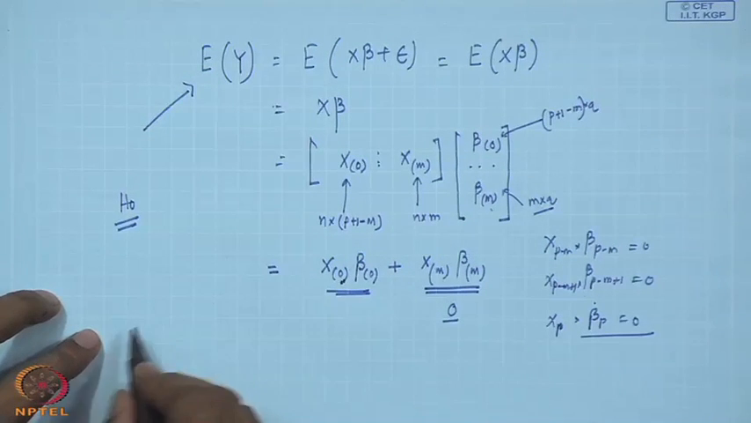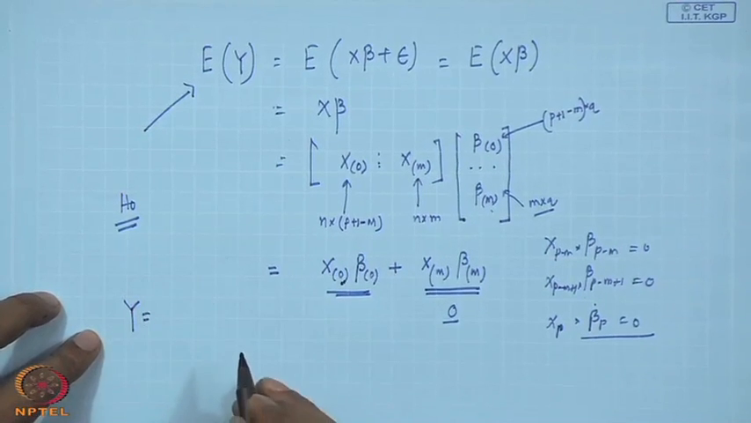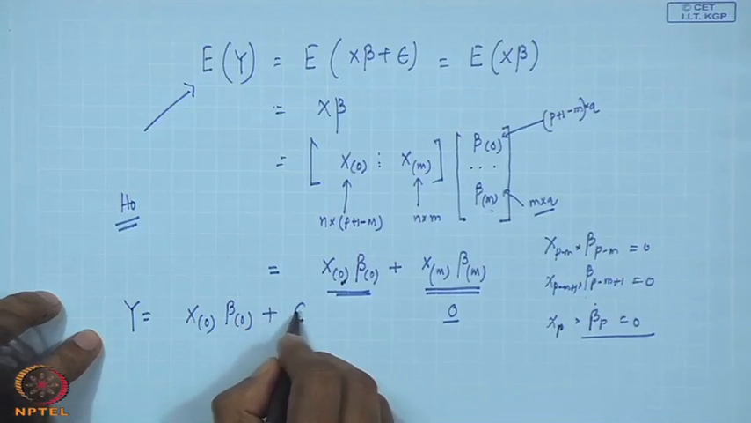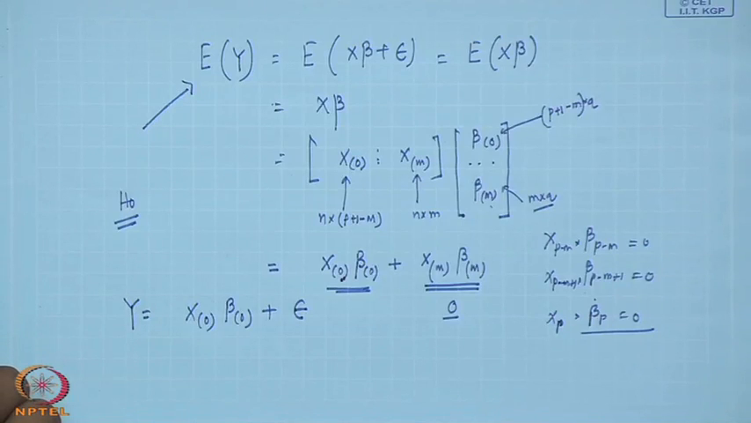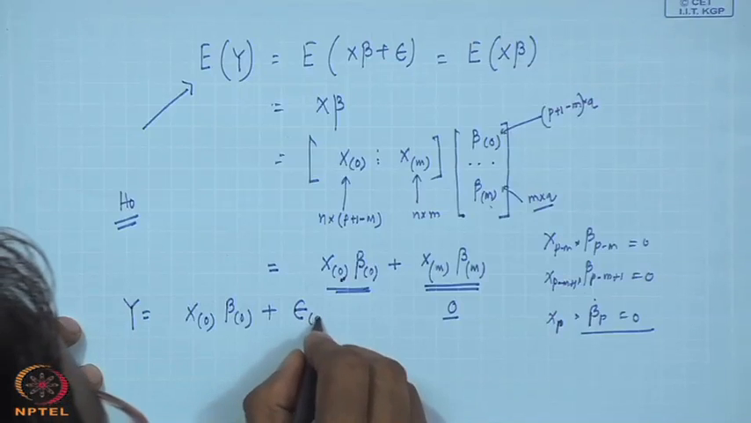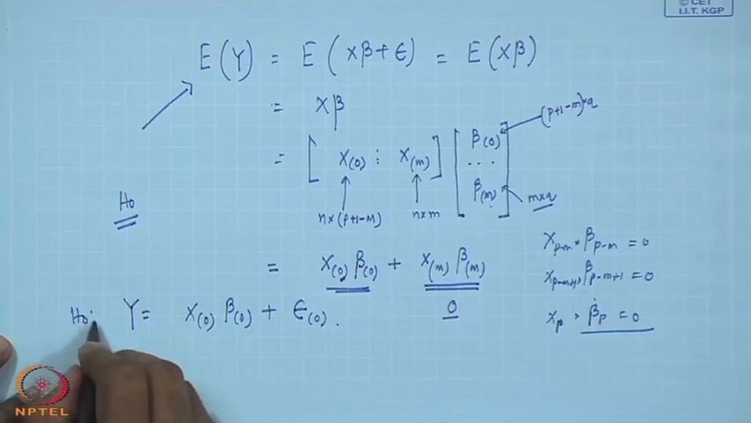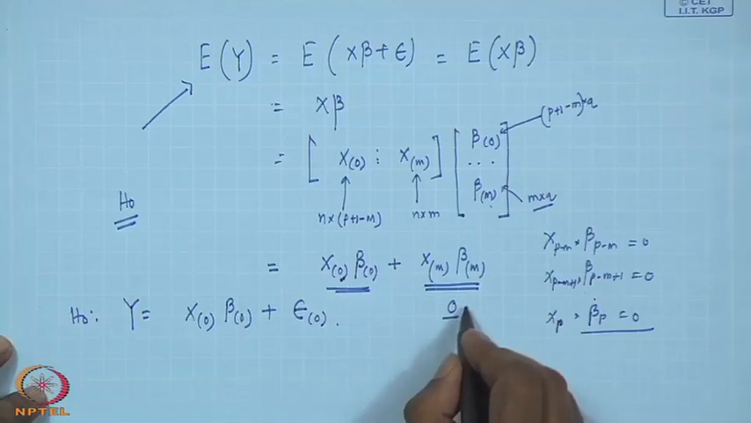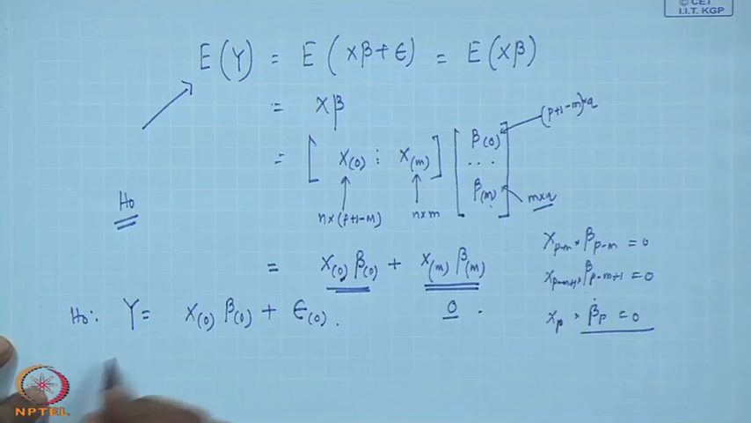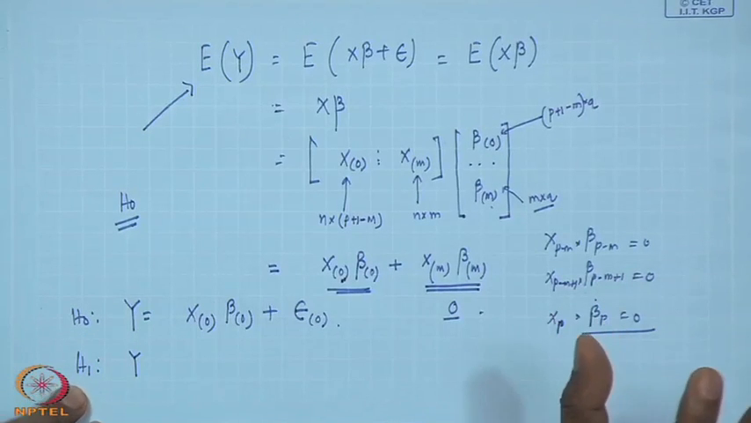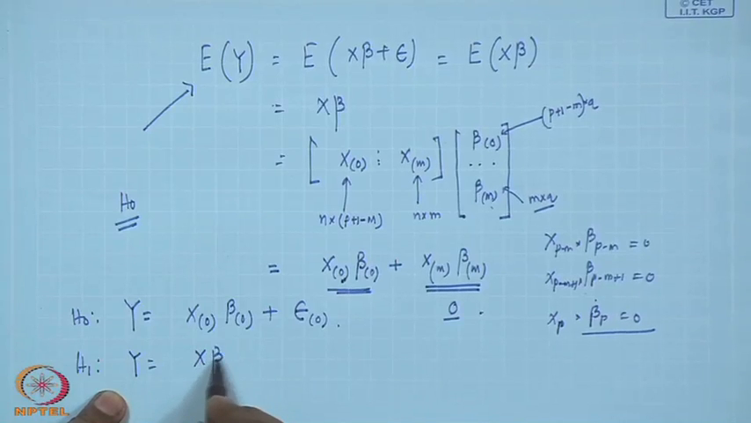Then under H0, y will be x0 beta 0 plus epsilon, so I can write it as epsilon 0. See, this is under H0. If we say that beta m is contributing, then we will write the alternate one. The alternate is that beta m equal to 0 that you have considered is false, which is basically x beta plus epsilon, what you have taken earlier.